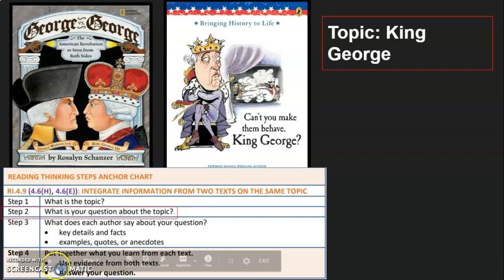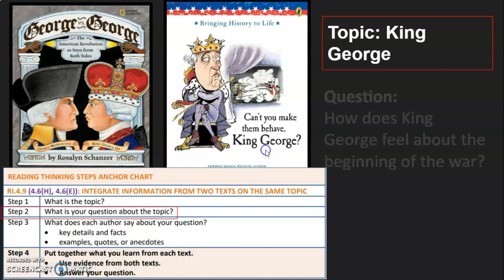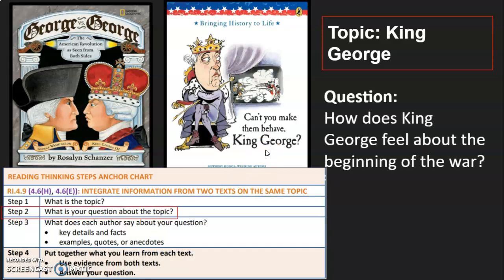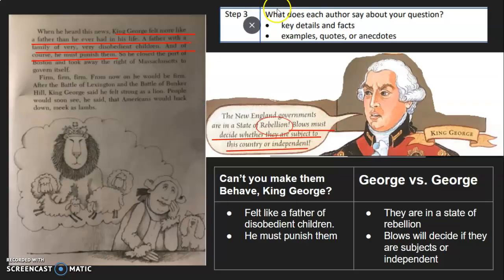Step 2. What is your question about the topic? Well, I would like to know, how does King George feel about the beginning of the war? All right, I have my question. Now I can go to step 3.